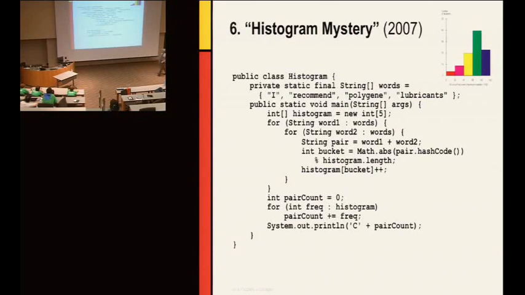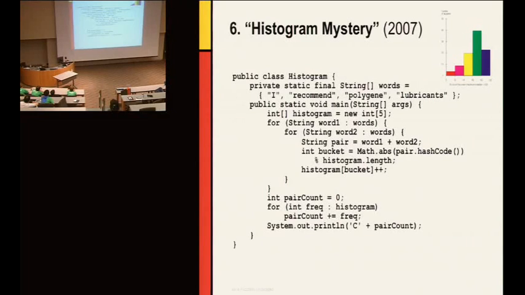So what it's going to do is it's going to make a histogram based on the hash value of pairs of words. We have an array containing the words. It's a constant array, private static final array, words, and it contains 4 words. I recommend Polygene lubricants. Fair enough. And what do? Well, first we make a new histogram. The histogram is just an array of 5 ints. Okay? And we're going to use that to count how many of the word pairs have what hash values.